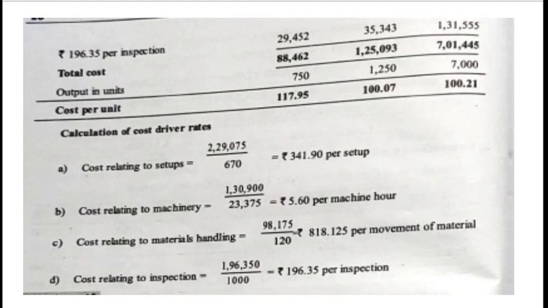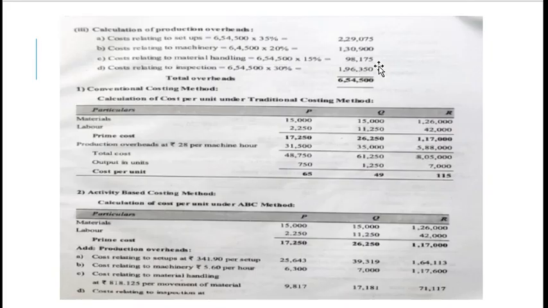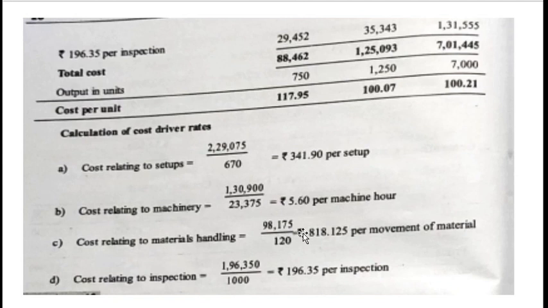So the next activity is the cost relating to material handling, which you have found out is 98,175. So 98,175 is your total material handling cost. Then how many material handles are handled? That is your cost driver, which is 120. That is the number of movements of materials. The total of it will give you 120. So the total cost 98,175 divided by 120 will give you rupees 818.125 per movement of materials.